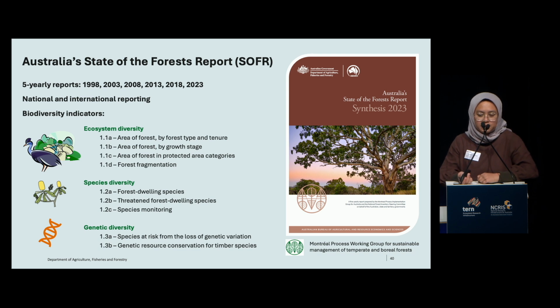Okay, so forest-dwelling species is a key element of our reporting, which is the Australia State of the Forest Reporting, or SOFR. So the report itself is a 5-yearly report, first published in 1998. And these reports provide reliable, consistent data for informing policy and programs such as the regional forest agreements, but also Australia's international commitment, for example, the FAO Forest Resource Assessment and the UN SDGs. And our report covers the whole aspect of biodiversity indicators, including ecosystem, species, and genetic diversity. And today I'm focusing on forest species.